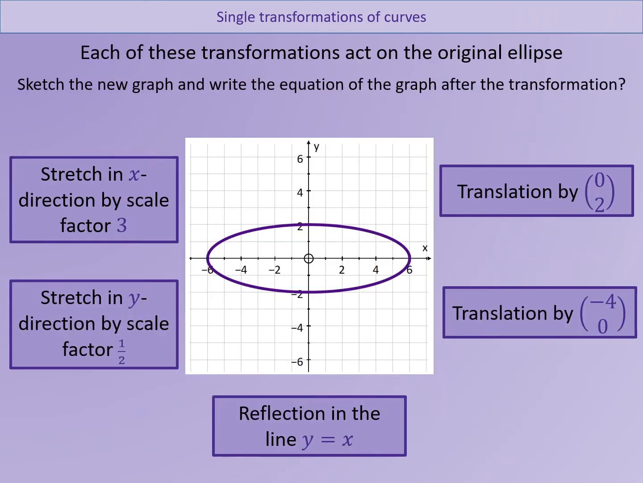Now pause the slide and consider what the equation would be for this ellipse. When you have done that, carry out each of the 5 transformations shown on the original ellipse, writing down its new equation and sketching the new curve.